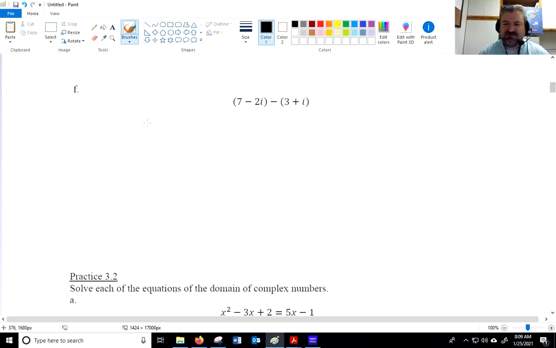On F, we simply just need to distribute the minus and collect like terms, giving me a 4 minus 3i.